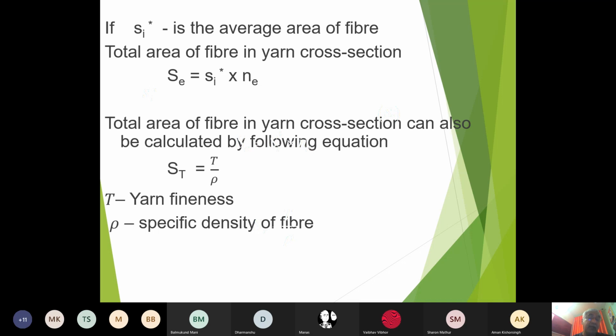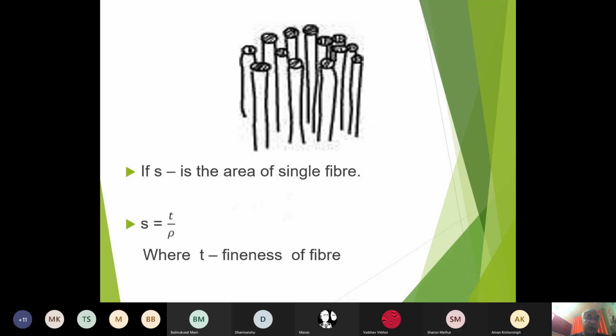So again, it means now I'm getting these two areas. One is SE and another is ST. SE is the experimentally calculated or measured area, and ST is the theoretically calculated area of fiber in the cross section. Now let's see what the relationship is.